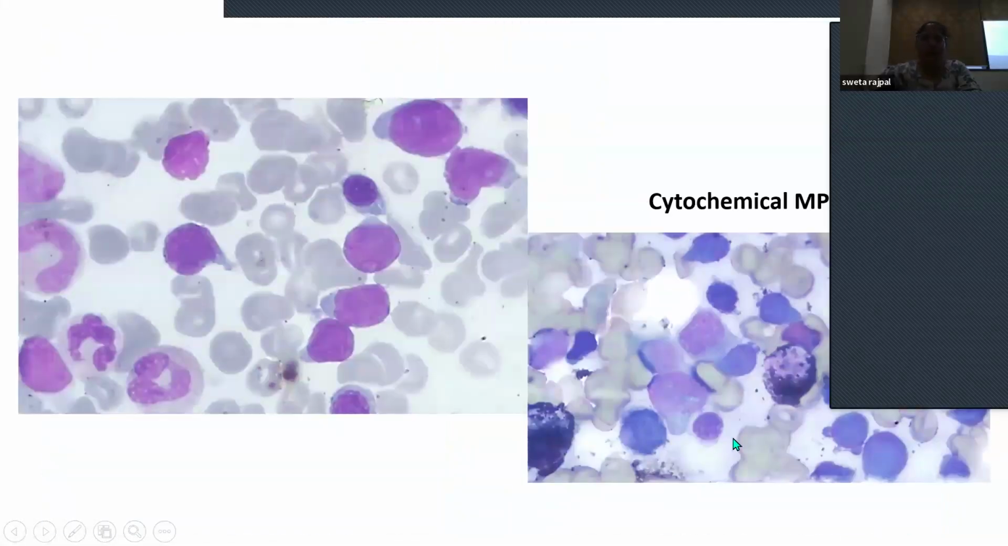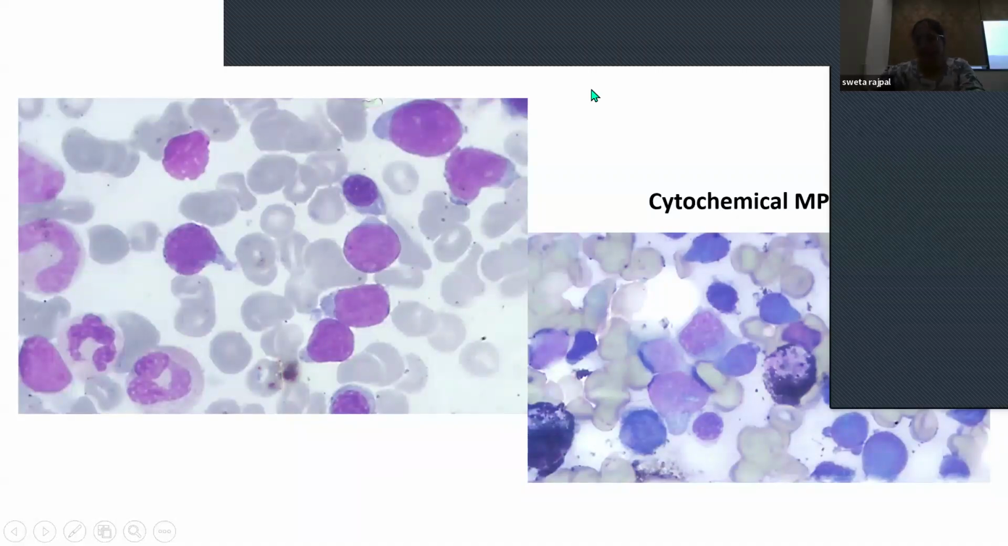We performed the cytochemical MPO stain, which was negative in these blasts. This is a positive control, which showed black granules that we could appreciate, but they were negative in the blasts. So at the end of it, should we write that it is acute lymphoblastic leukemia by looking at morphology?